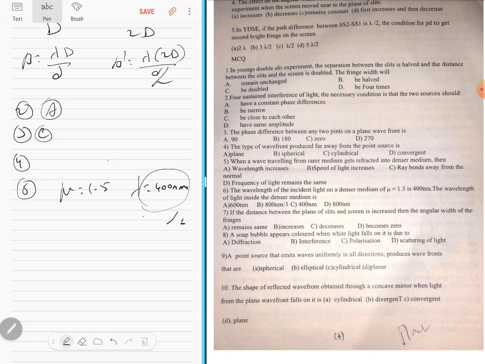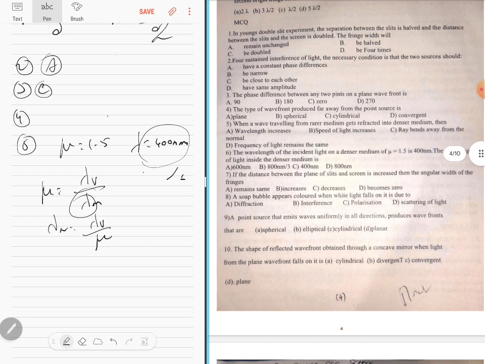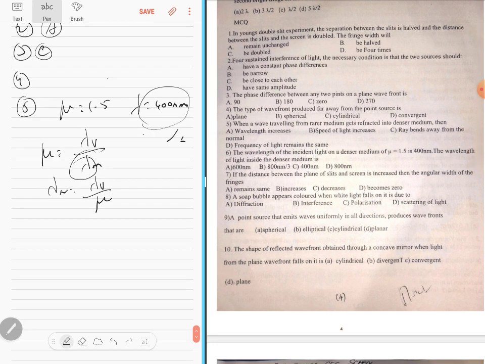What happens to the wavelength in the denser medium? You know that refractive index is wavelength in vacuum divided by wavelength in the medium. So wavelength in the medium is equal to wavelength in vacuum divided by the refractive index. So do that and you get the answer. The wavelength in vacuum is what is given, obviously. So substitute that and mark your answer. Let's go to the 7th question.